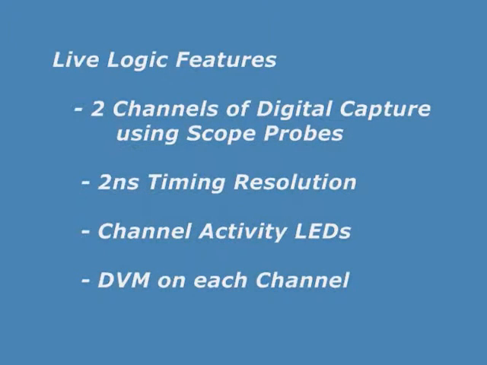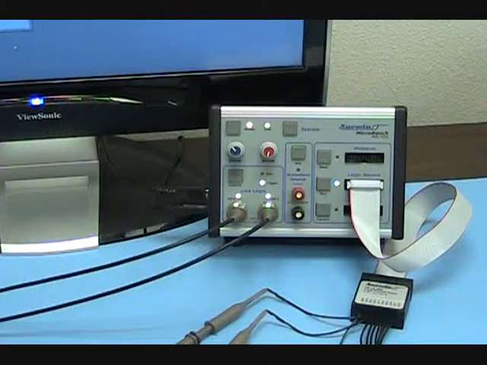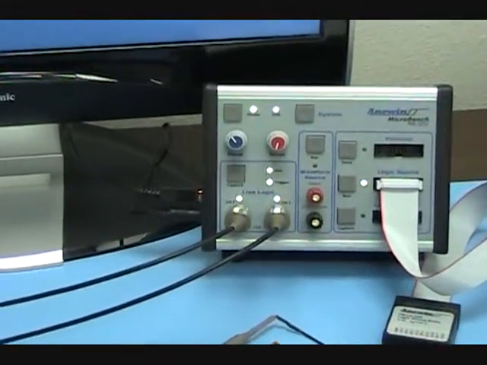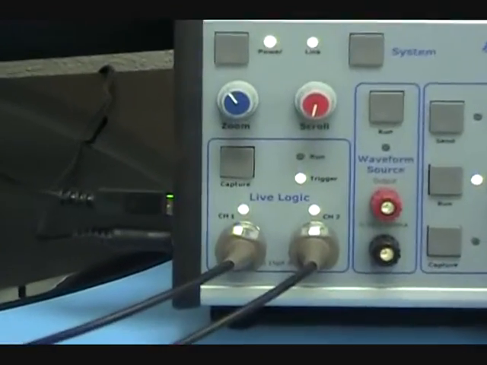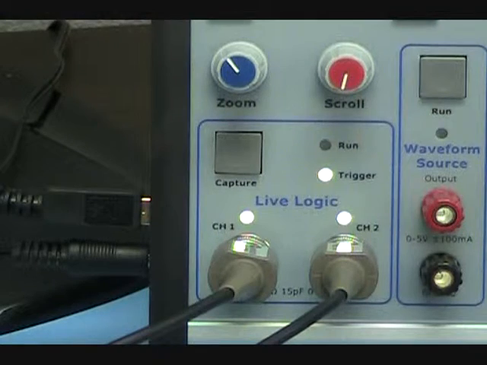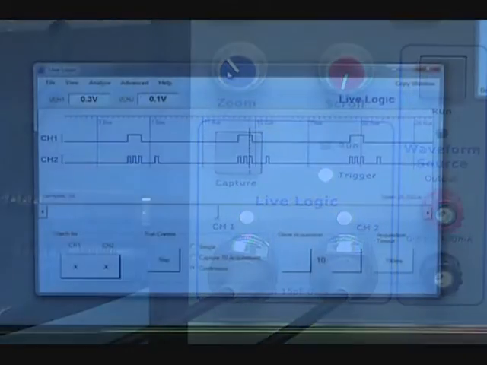The Live Logic tool provides 2 channels of digital capture using scope probes. It provides 2 nanoseconds of timing resolution and includes channel activity indicators and a DVM on each channel. This short video will introduce the features of the Live Logic tool and explain the operation of its control window.